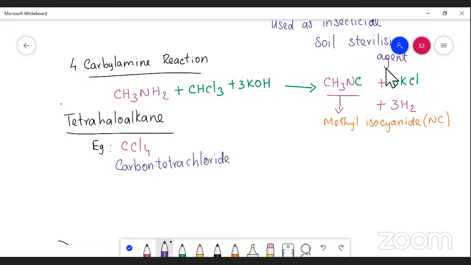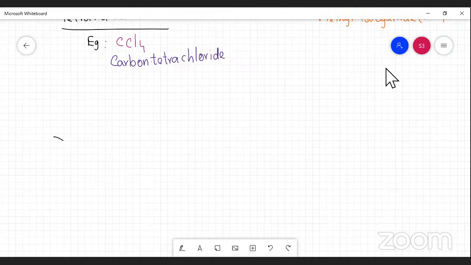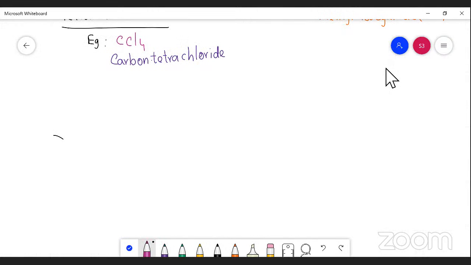How do you name this, carbon tetrachloride or tetrachloromethane? Here it is the simplest one. When methane is treated with chlorine in presence of sunlight, the final product is carbon tetrachloride. Correct? You have already seen these reactions. So we are taking the preparation of carbon tetrachloride. The first one, we are taking methane.